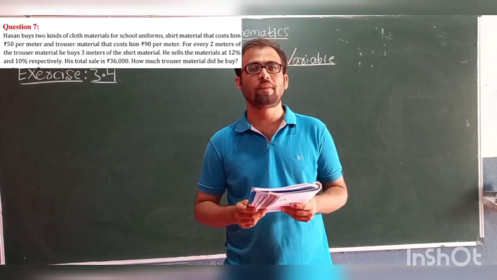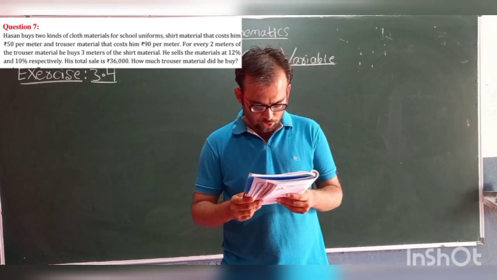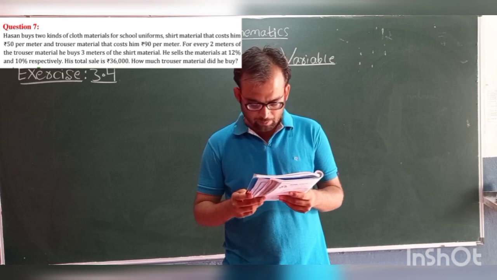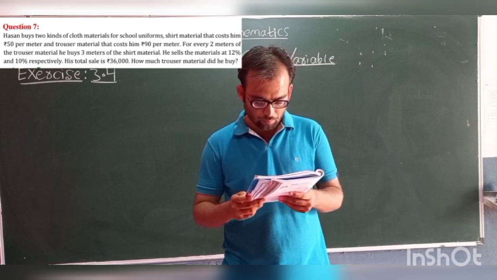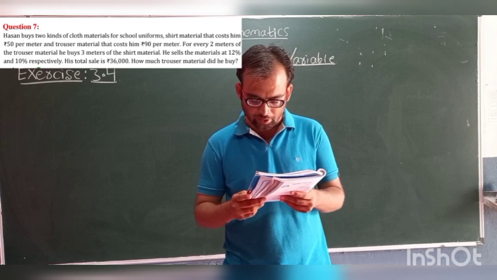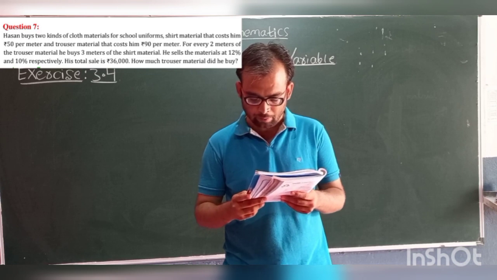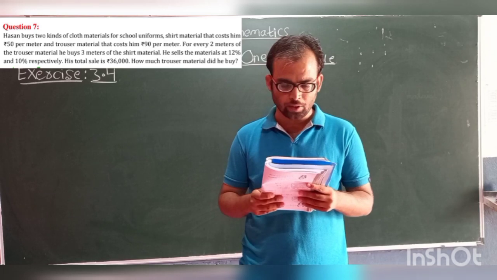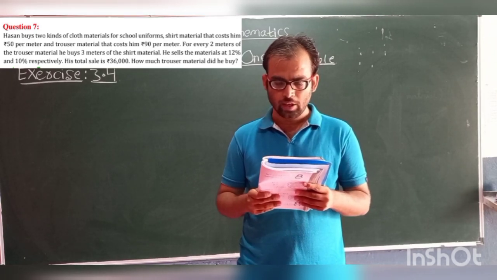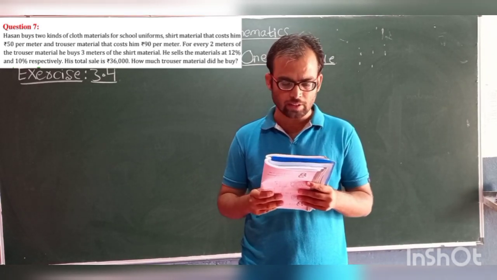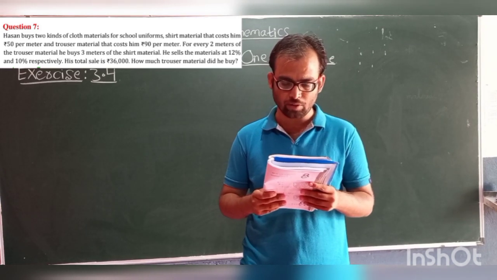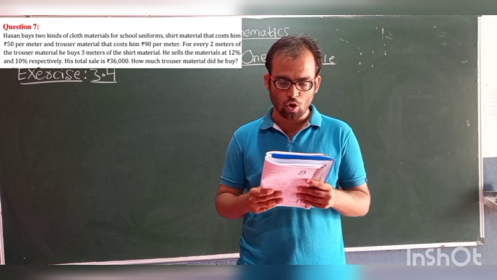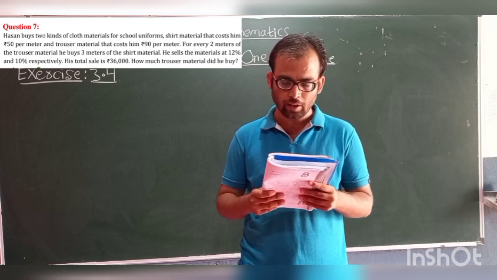Students, let us solve the 7th question. Hassan buys two kinds of cloth materials for school uniforms. Shirt material that costs him rupees 50 per meter and trouser material that costs him rupees 90 per meter. For every 3 meters of the shirt material, he buys 2 meters of the trouser material. He sells the material at 12% and 10% profit respectively. His total sale is 36,600 rupees. How much trouser material did he buy?